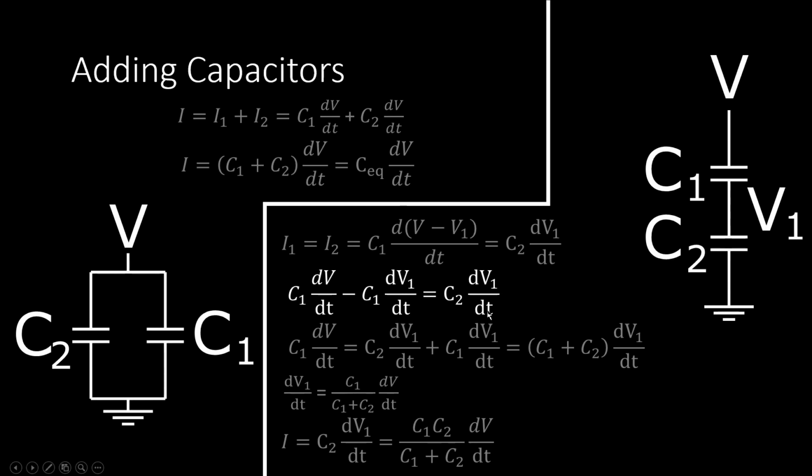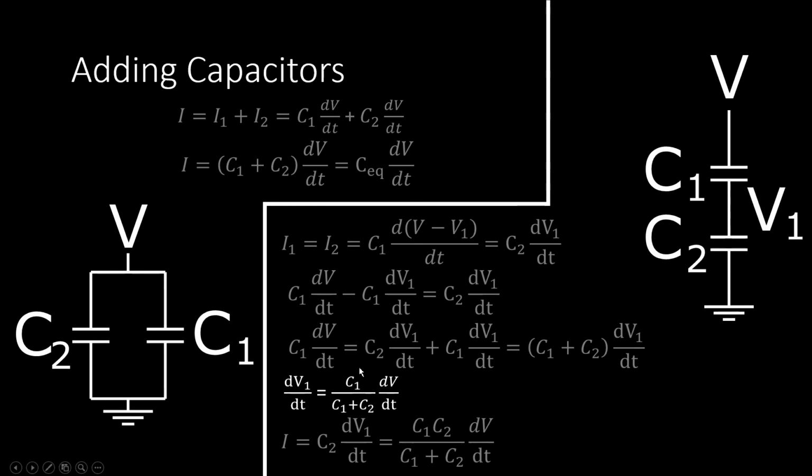So now we'll get all those V1 terms on the same side, and then we can pull them out. So now we have C1 times the derivative of the overall voltage with respect to time is equal to the sum of C1 plus C2 times the derivative of voltage 1 with respect to time. So we want to group all those capacitances together. So we're going to solve for the derivative of voltage 1 with respect to time. So we just divide both sides by the sum of the two capacitances, and we end up with this equation.